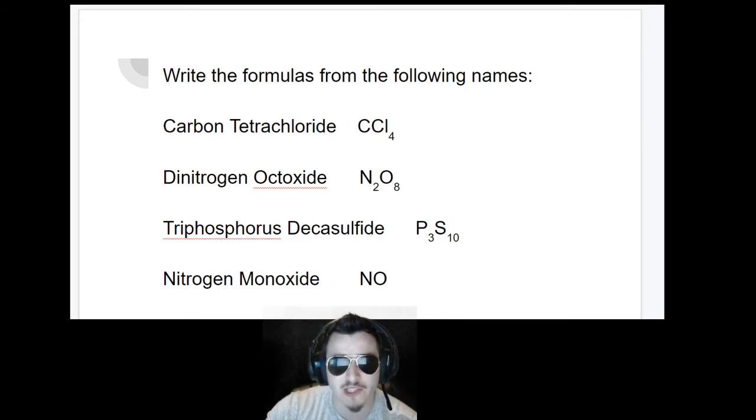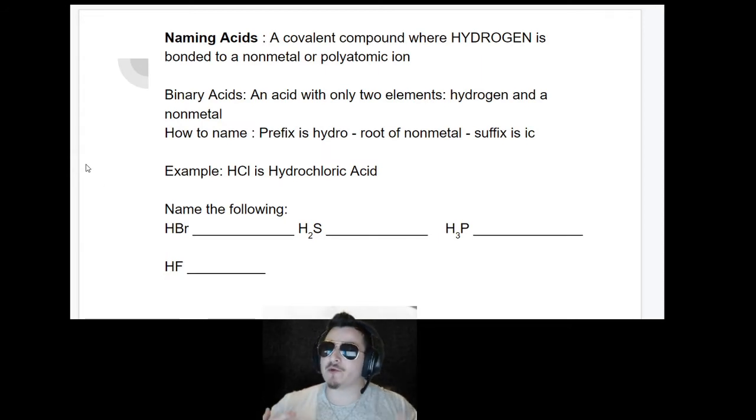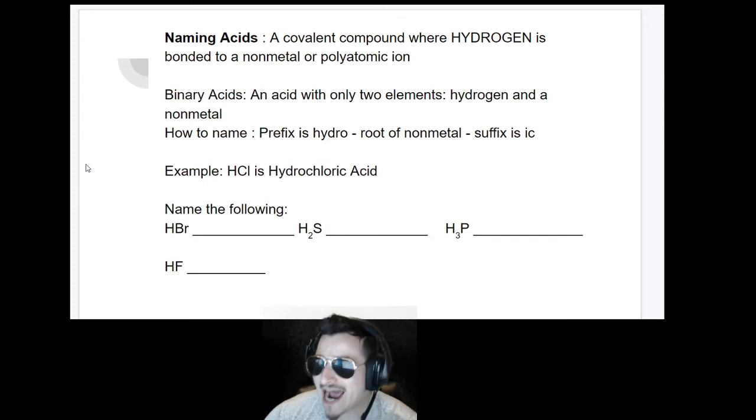All right, so now let's take a look at acids. Acids are this really cool in-between world between ionics and covalent compounds. It is a covalent compound where hydrogen is bonded to a nonmetal or a polyatomic ion. And hydrogen is super special.